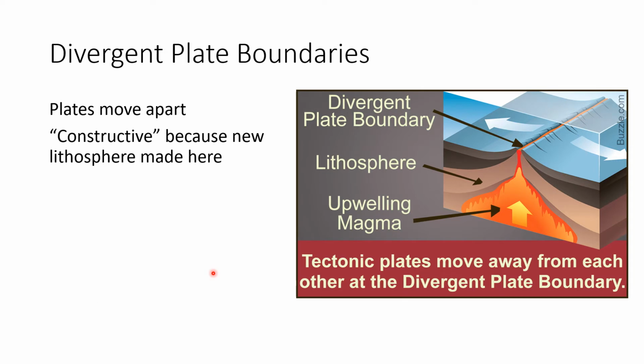So there are 3 main types of plate boundaries. The first type is the divergent plate boundary. This is when you have 2 plates that are moving apart from each other. These types of plate boundaries are called constructive because new lithosphere is made at divergent plate boundaries. So here's one plate moving in this direction, one plate moving in this direction. They're pulling apart. Underneath them, magma kind of floats up a little bit and fills in the gap that they're creating, and so that's where the new crust is being created. So that's why it's called the constructive plate boundary.